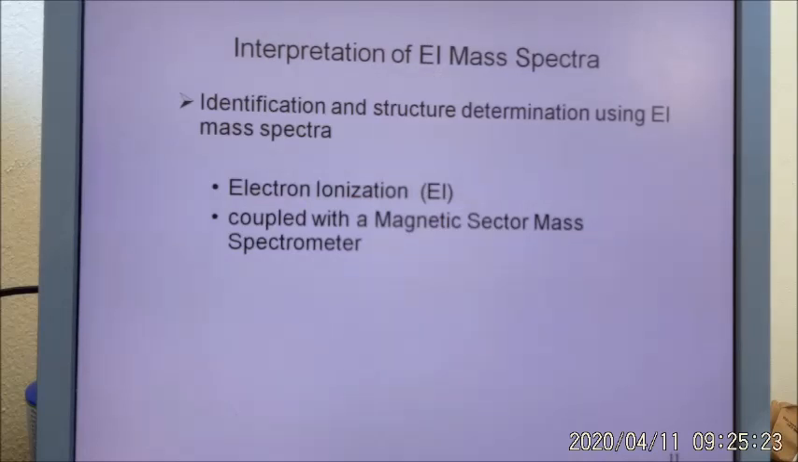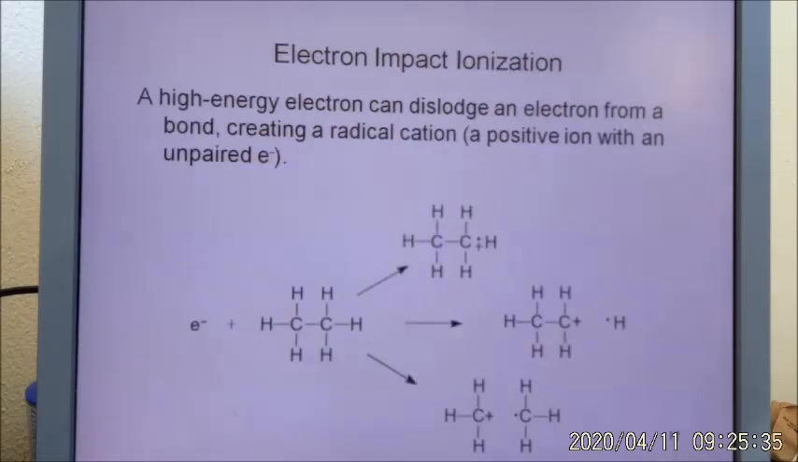Okay, so let's start interpretation of electron impact mass spectra. We're using electron ionization, the electron impact, and the magnetic sector mass spectrometer. Again, a high energy electron beam dislodges an electron, forming a radical cation. So this is my molar mass. The mass to charge ratio would be equal to my molar mass.